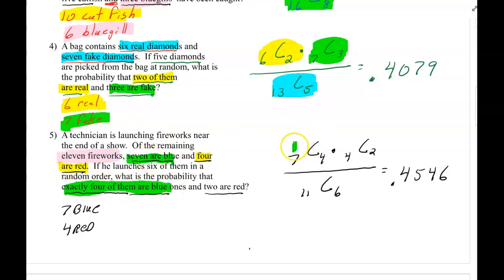So out of those 7, I need to choose 4 of them. That's the first part of the favorable outcomes. And the remaining 2 are red, so out of the 4, I need to choose 2. Those would be the favorable outcomes. The denominator, there were 11 fireworks, and they're choosing 6 of them in total. So that would be the denominator, and when you divide those two numbers on your calculator, you get 0.4546.